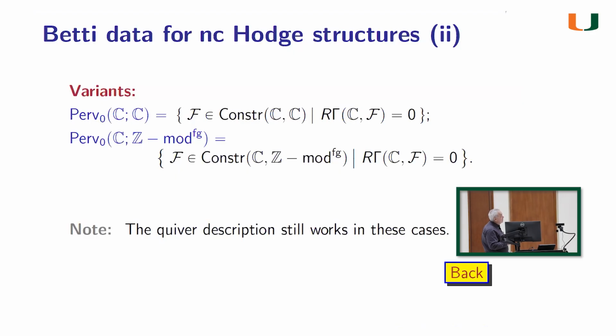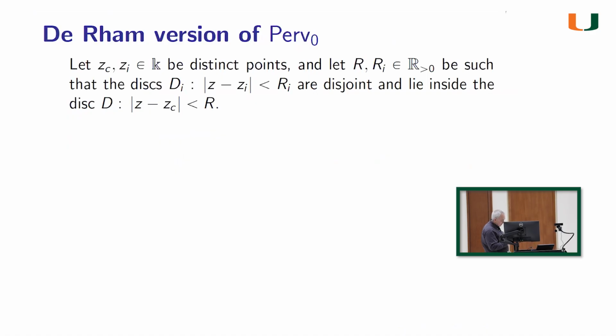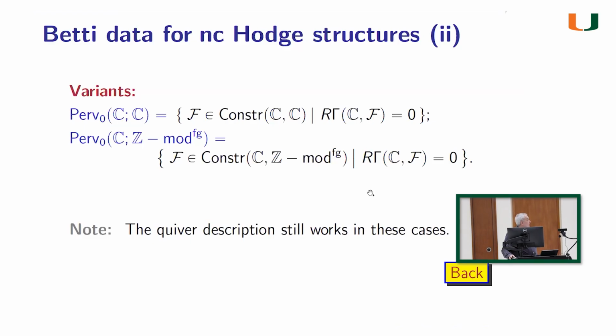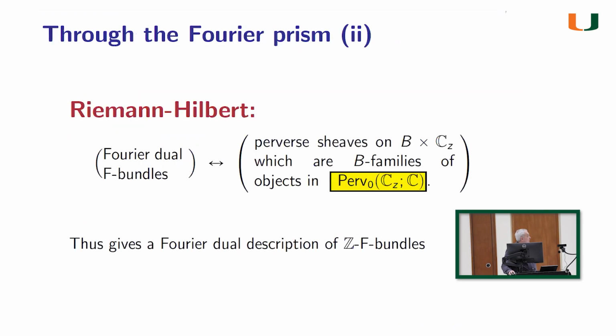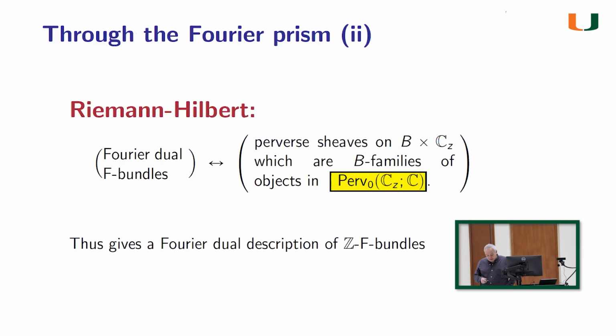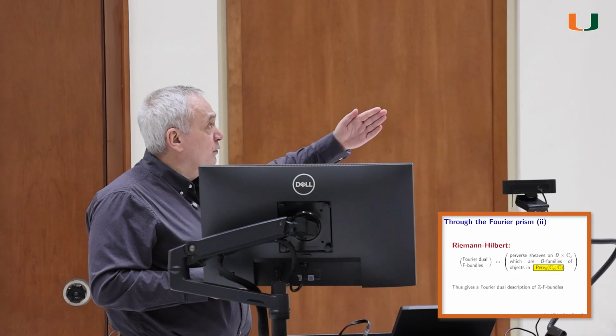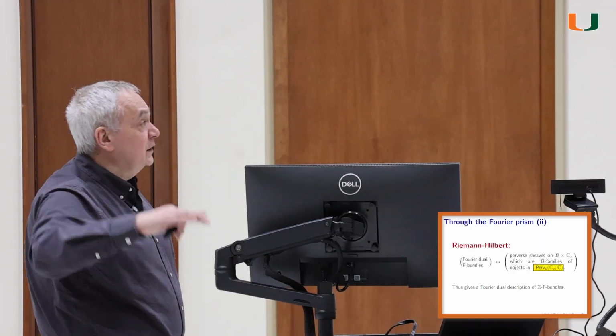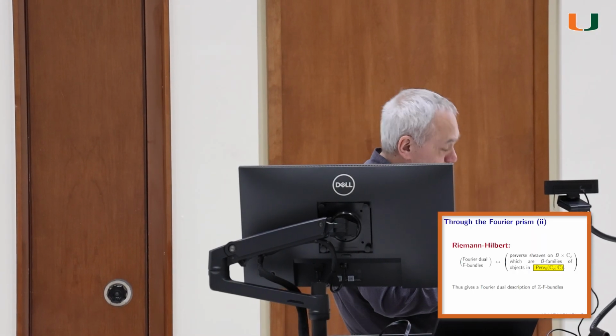And in fact, you can check that it works modulo torsion. So I'll maybe mention something about it later. But anyway, these Fourier dual F bundles in the C-analytic case are just families of perverse sheaves, or constructible sheaves, if you want, on B × C that are in Perv 0 along the C_Z direction.